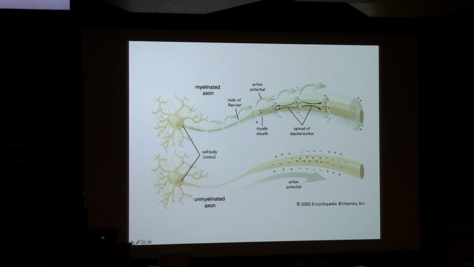This conduction jumps around, called the node of Ranvier. Basically, those channels, the sodium channel and potassium channel, are not everywhere. They are concentrated over the nodes, because the part in the middle is insulated. You have very, very few ion channels there. So when this part gets excited, the current activity jumps to the next node instead of just the immediate neighborhood. This makes things go faster.